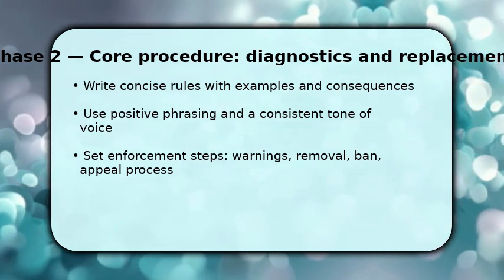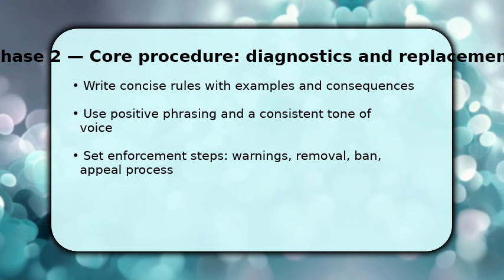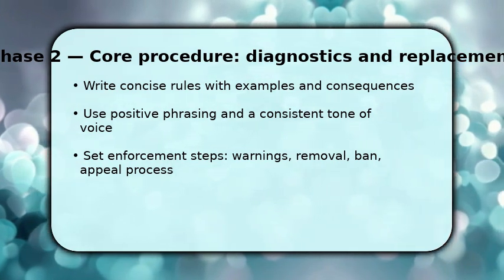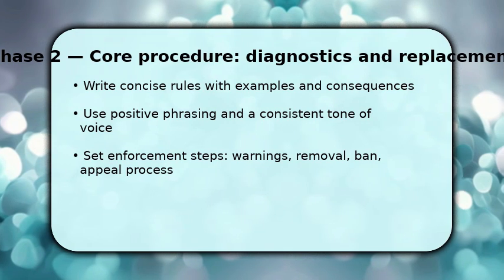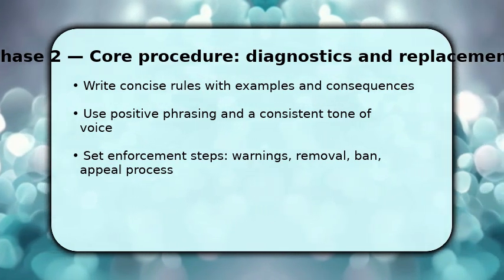Also outline step-by-step enforcement: warning, post removal, temporary suspension, permanent ban, and an appeal route. This helps moderators act quickly and keeps members informed about predictable outcomes.